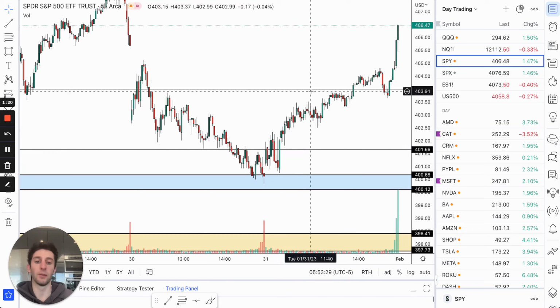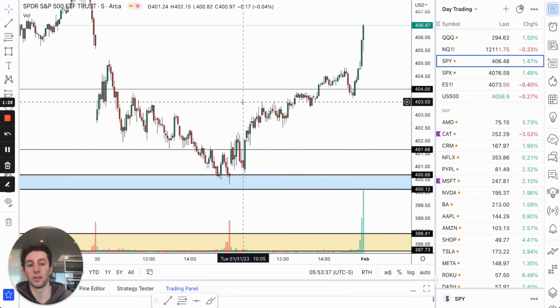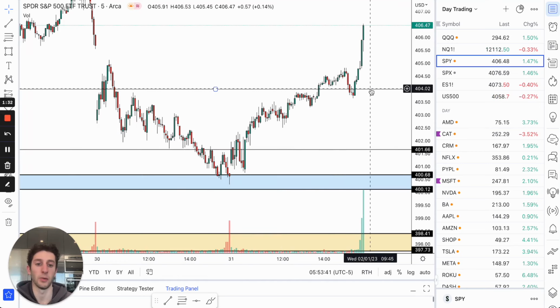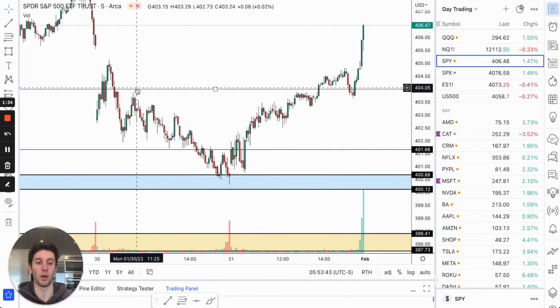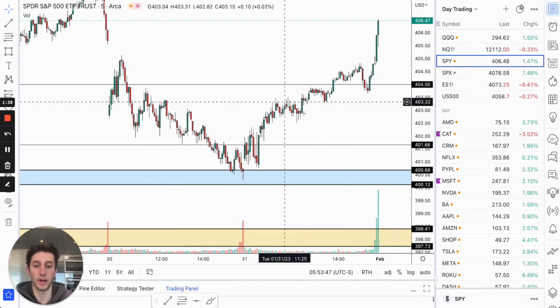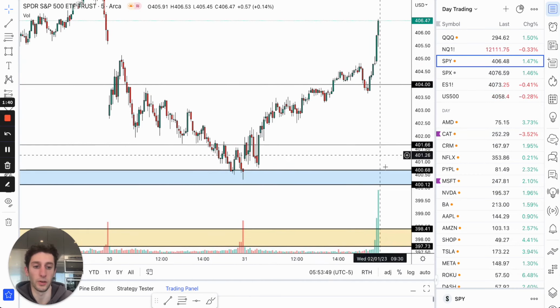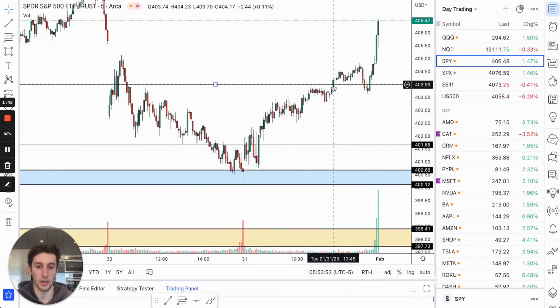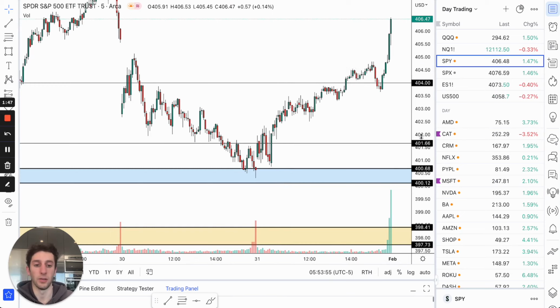Now these two levels I got based off market profile. So I can go in on another video in more detail about how I use market profile, but essentially this was the value area low of the previous day session. This was the value area high of the previous day session as well. And so my thesis coming into the day was that if price is able to stay above this 401.66 level, we could see a move up to this 404 level. So that was my plan coming into the day.